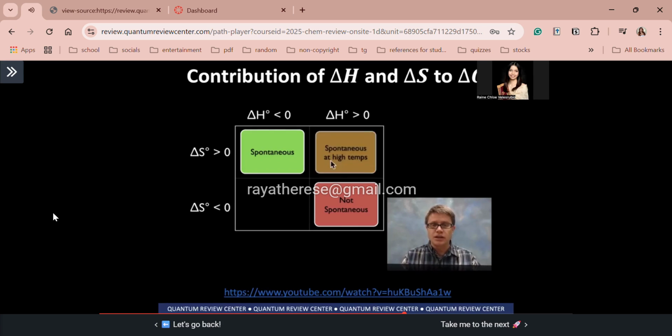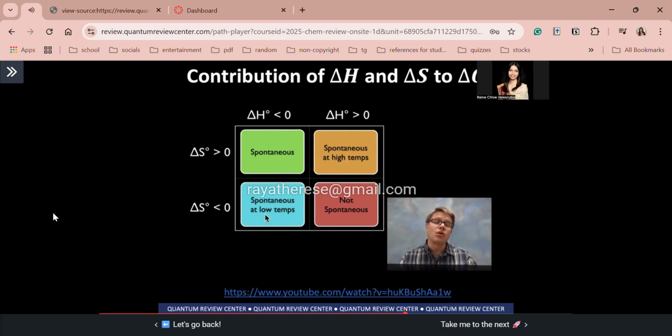So if we were to look at that melting, if we ever have an increase in enthalpy, so this is an endothermic reaction, and an increase in entropy, that will be spontaneous as long as we have a high enough temperature. Likewise, if we have a decrease in enthalpy, so it's an exothermic reaction, and a decrease in entropy, then that's going to be spontaneous, but only at low temperatures.